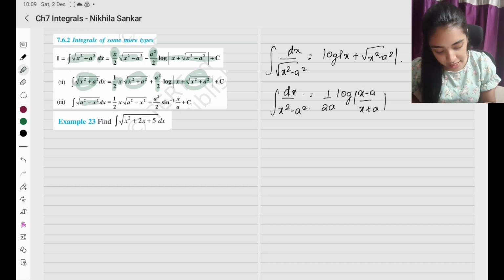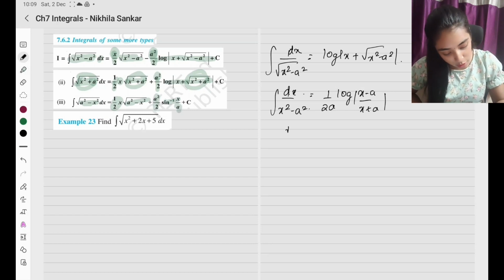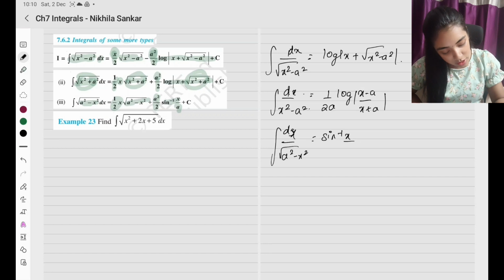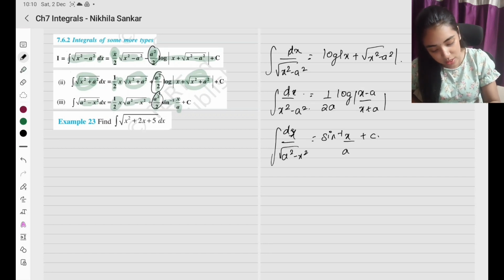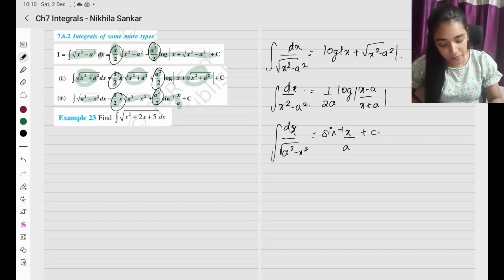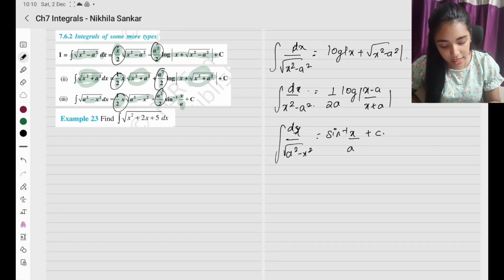Similarly here, for a square minus x square you have x by 2 times square root of a square minus x square. Here you have a square by 2 sin inverse of x by a. So what formula did we see here? dx divided by square root of a square minus x square is simply sin inverse of x by a plus c. But everywhere you have a square by 2 and x by 2 added, with the formula. So let us solve the examples and the exercise.